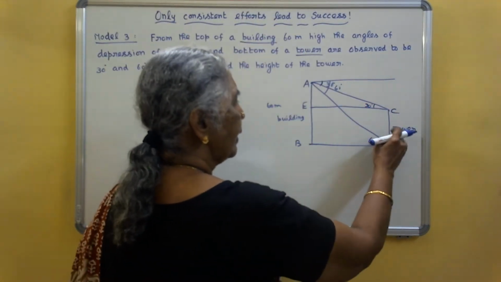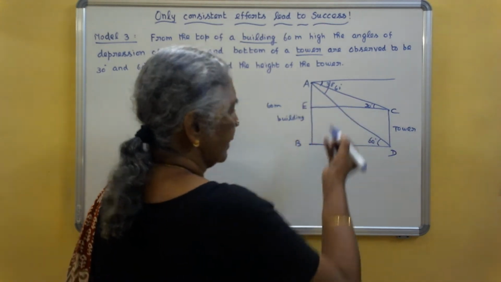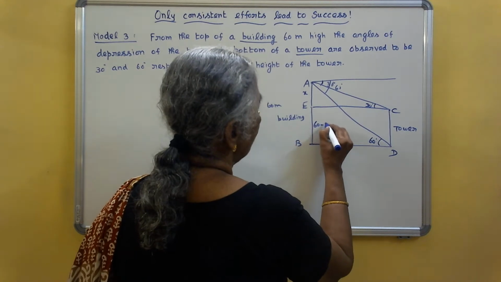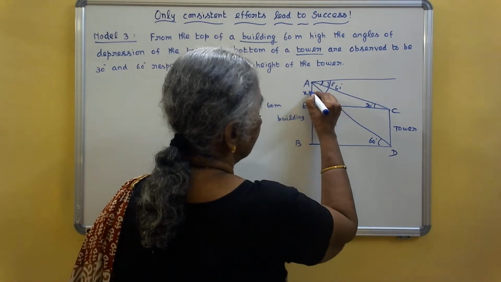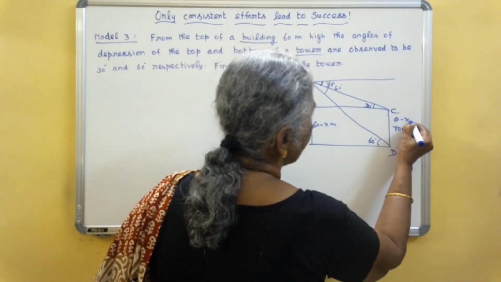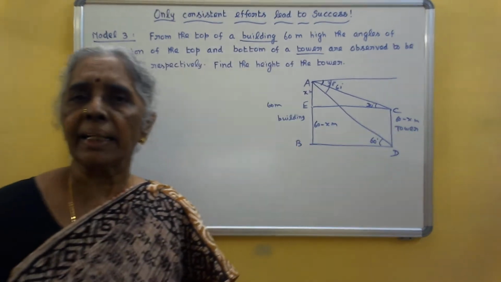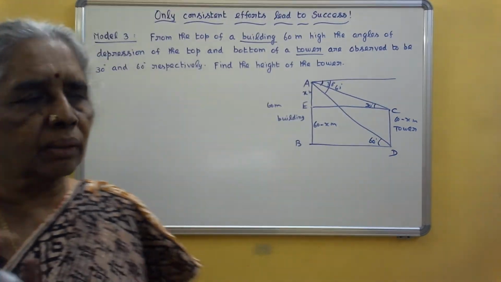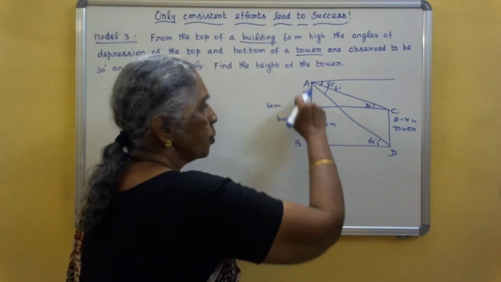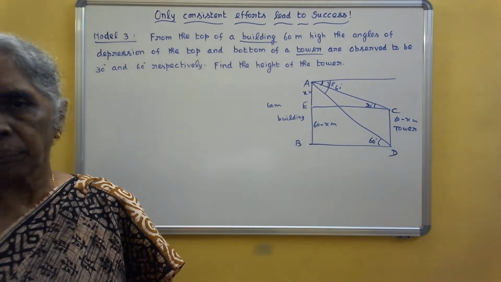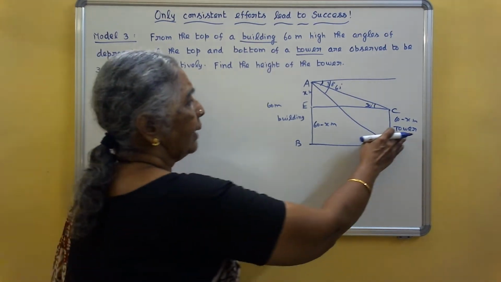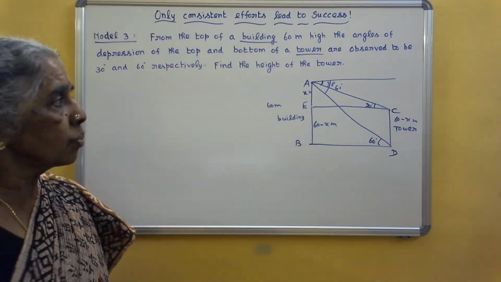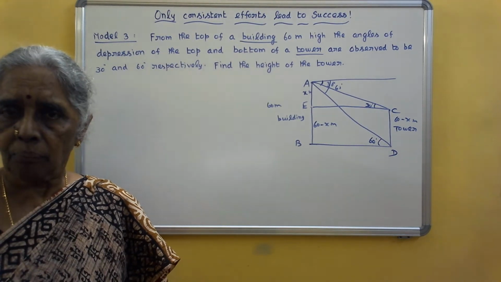Either you can take that as x or this as x, whatever it is. So I am taking this as x. So this part will become 60 minus x. So this is also 60 minus x. So what I need is the height of the tower, which is 60 minus x meter. I have taken x here because solving this triangle will be easy for me. But it doesn't matter. You can take this as x and that as 60 minus x. That also you can take. So now is the figure clear to everyone?